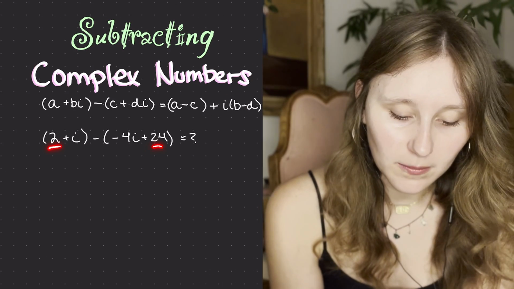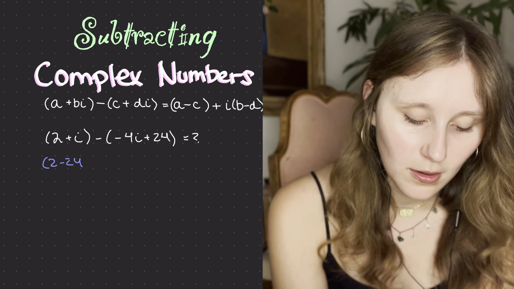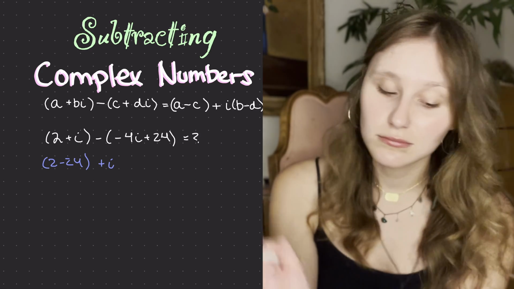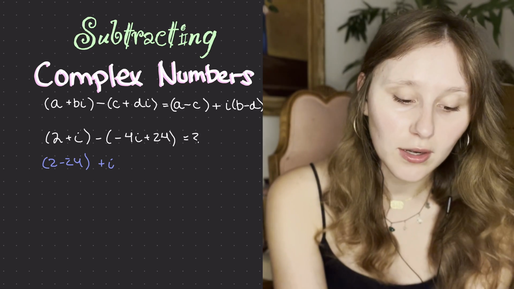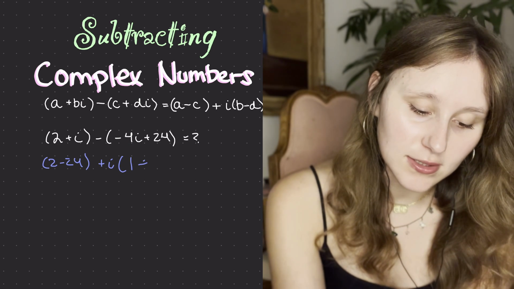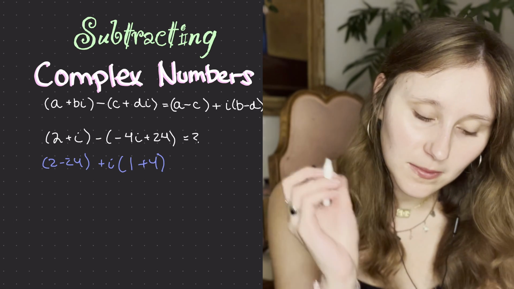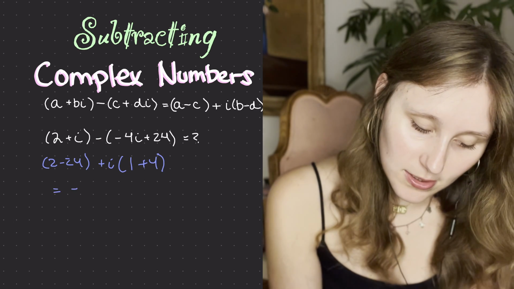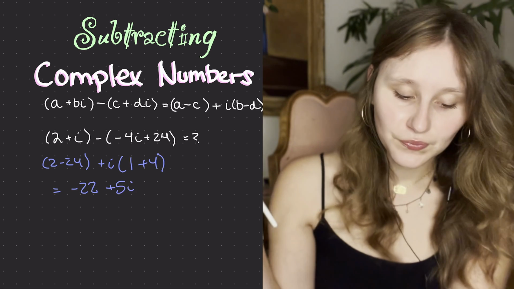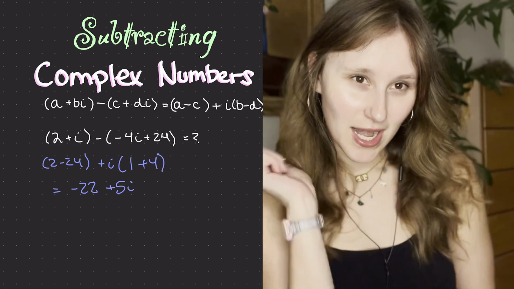The real part and the real part here. So we have 2 minus 24 plus i, this i right here, what is in front of it? We got a 1 in front of it, minus this minus 4, which is really plus 4, because negative and negative equals a positive. The final answer, minus 22 plus 5i. And boom, that is adding and subtracting complex numbers.